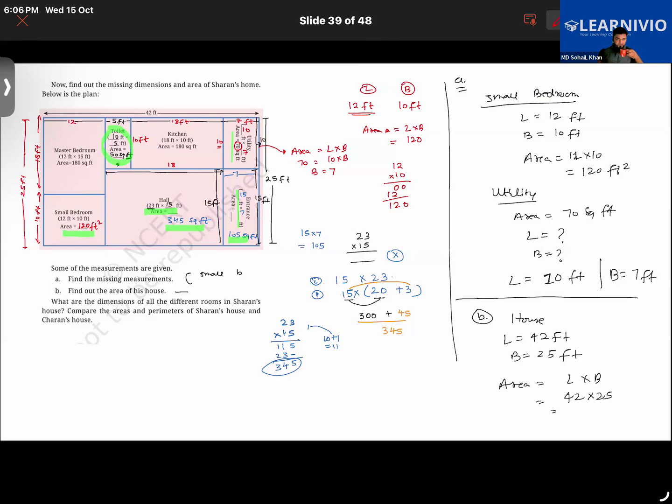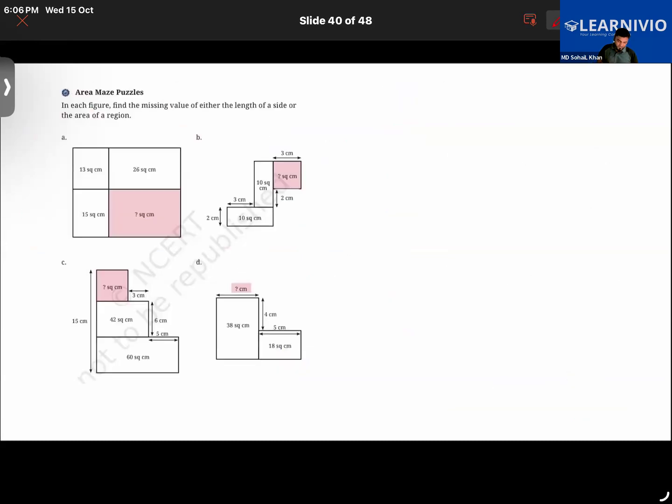20, 21, 4 plus 5, 8, 9, 10. 1050. Very good. That is 1050 square feet. Well done.